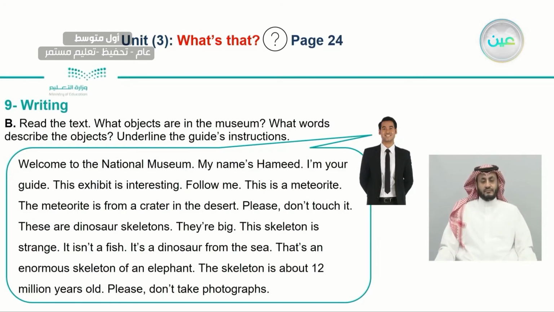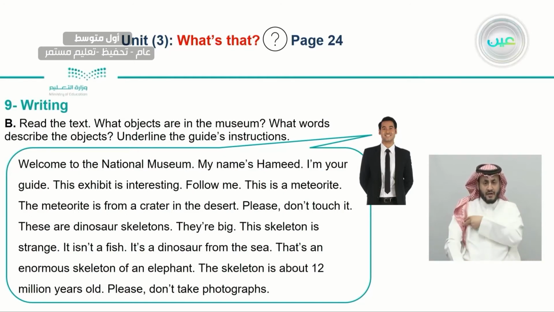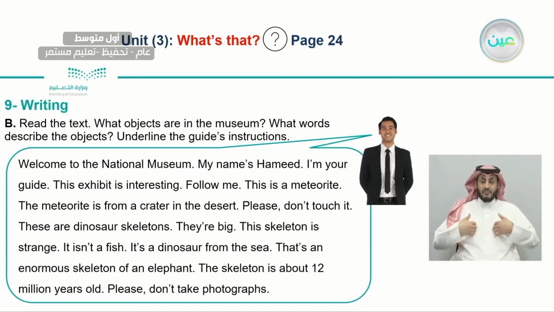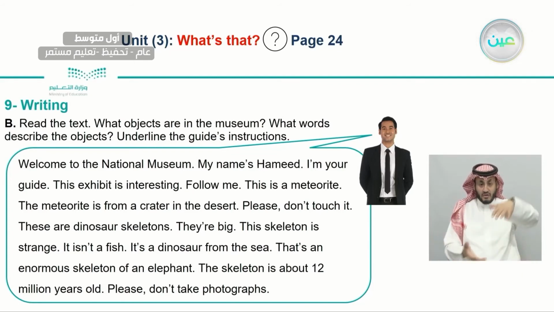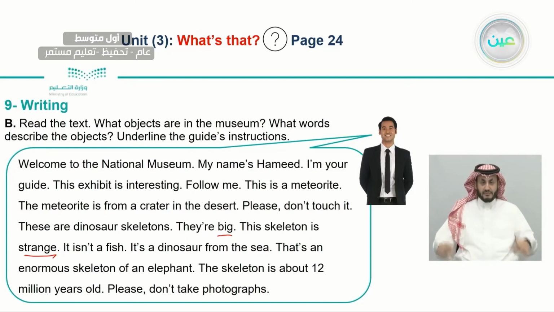Welcome to the National Museum. My name's Hamid. I'm your guide. This exhibit is interesting. Follow me. This is a meteorite. The meteorite is from a crater in the desert. Please don't touch it. These are dinosaur skeletons. They are big. This skeleton is strange. It isn't a fish. It's a dinosaur from the sea.